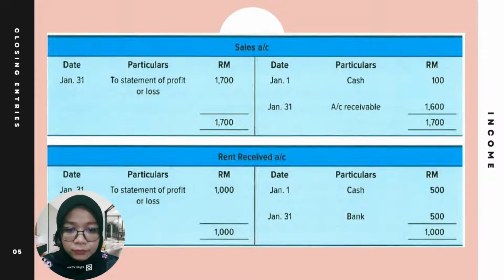Same goes for the rent received account, which can also be written as the rental income account. On January 1st, it received rental income of 500, and on January 31st, the business received rental income by cheque of 500 ringgit. So the total rental income for the month is 1,000, and as a balancing figure, it should be transferred to the statement of profit or loss because it is income.